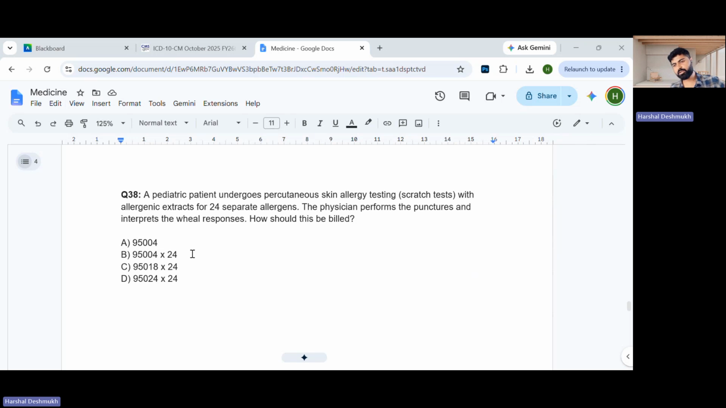A pediatric patient undergoes percutaneous skin allergy testing with allergenic extracts for 24 separate allergens. The physician performs the punctures and interprets the wheal responses. How should this be billed? You might be getting this answer within a few seconds.